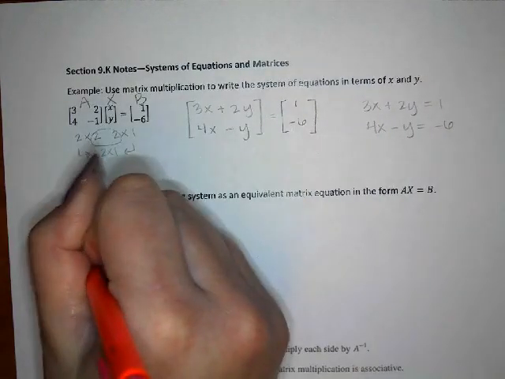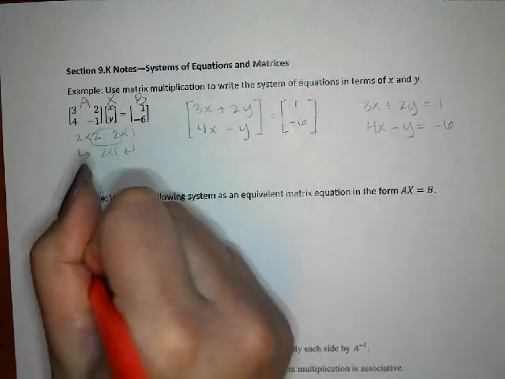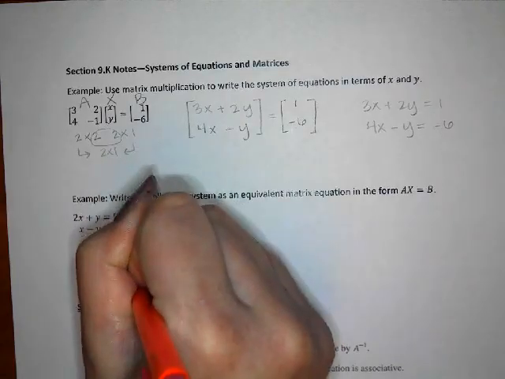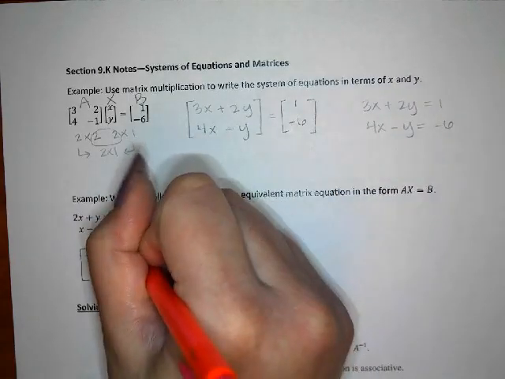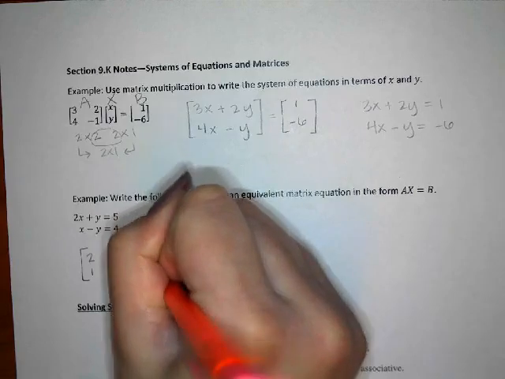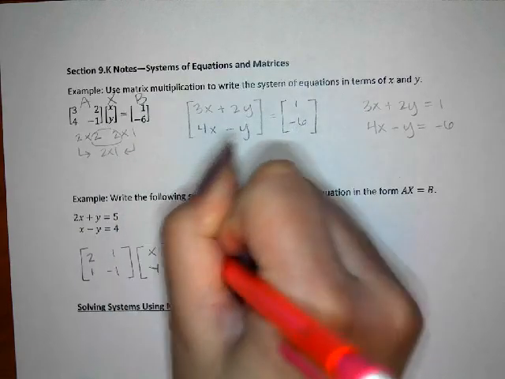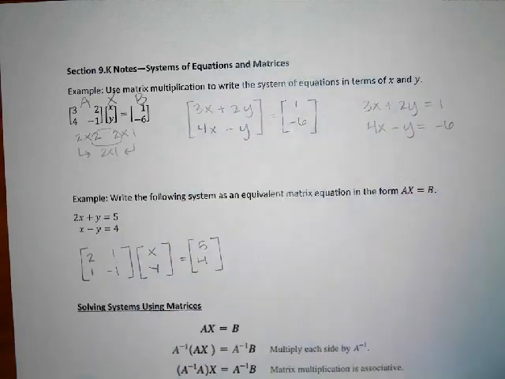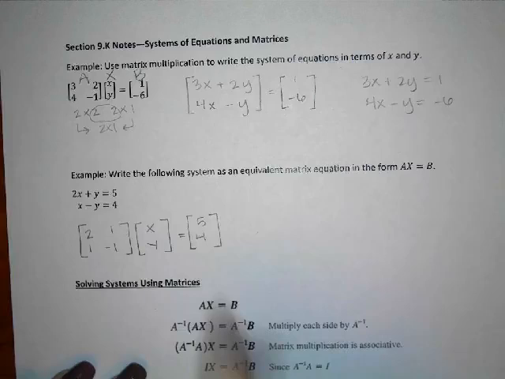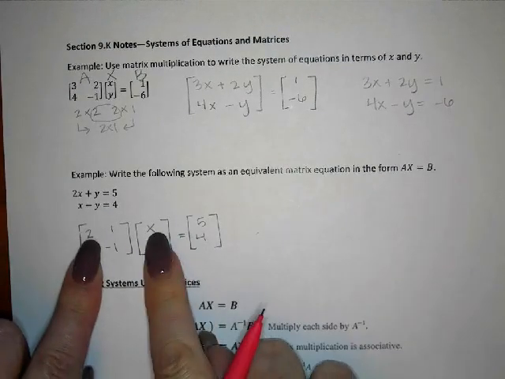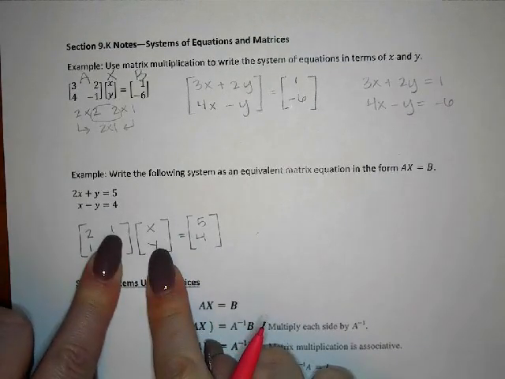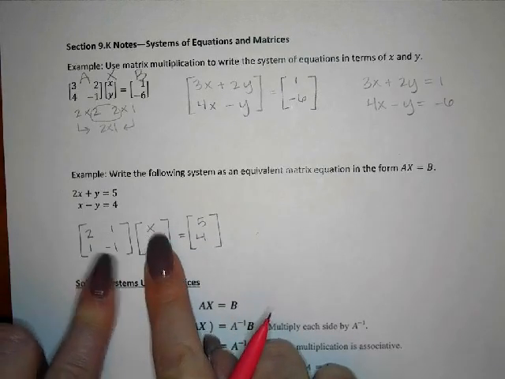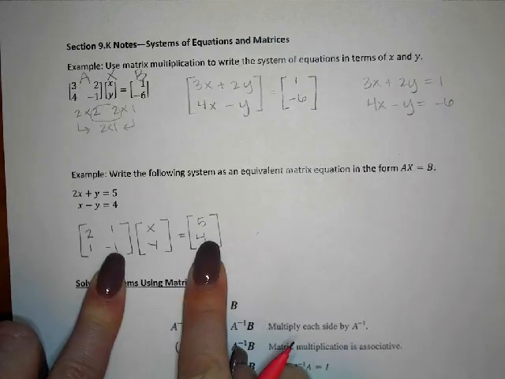So here we'll have our coefficients. So 2, 1, 1, negative 1. And then our variables we'll write as x, y. And then our constants, 5, 4. And you can always double check to make sure if you were to multiply those out, you would get back to the original. But 2x plus y would be the first line, which equals 5. And then for the second line, we would have x minus y, which equals 4.